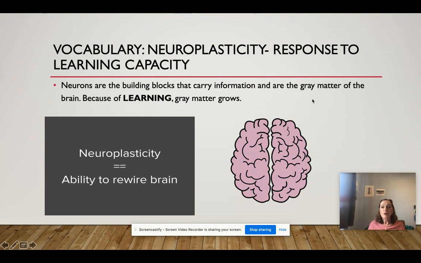And because of learning, the very cool thing is that gray matter is not fixed. It grows. So we have such a powerful tool as educators, as people involved in our students' lives, in that we're able to influence the rewiring of the brain of so many of our students.